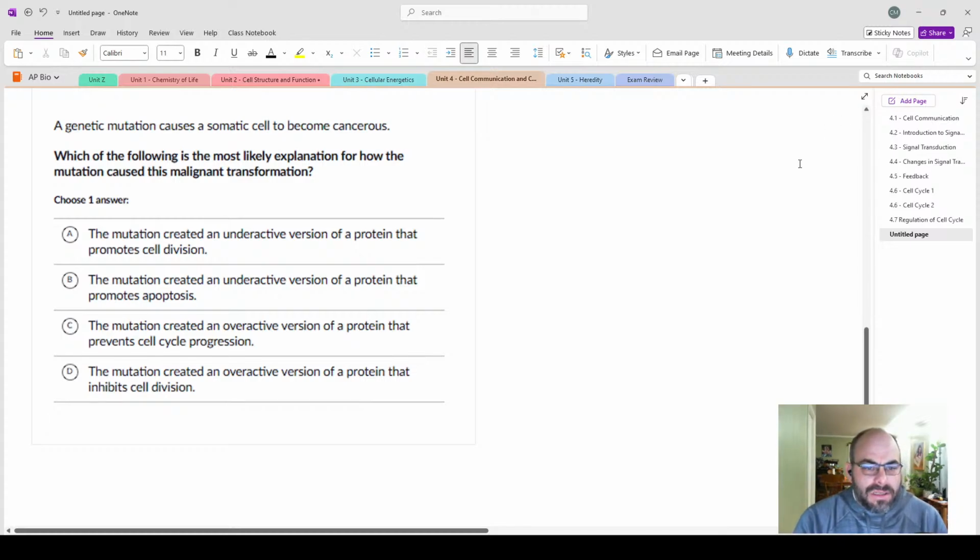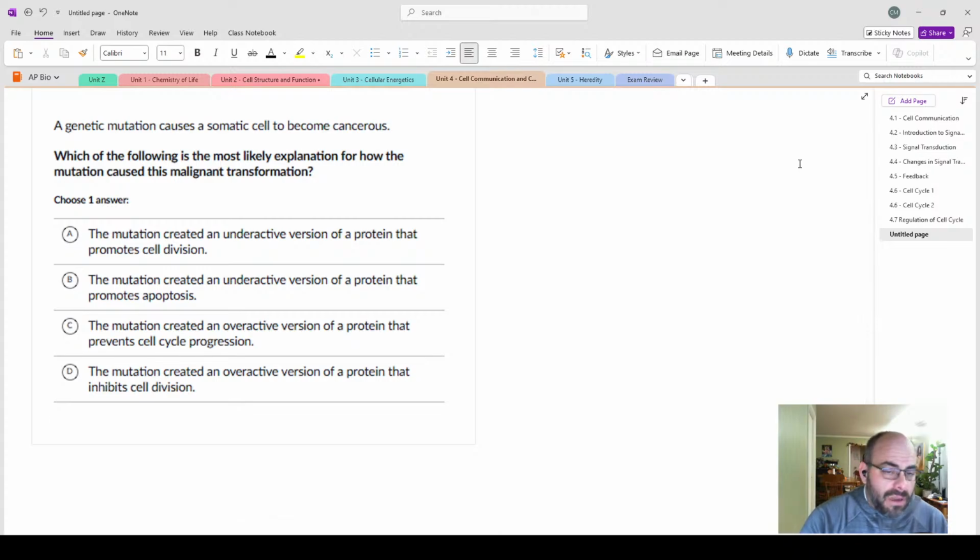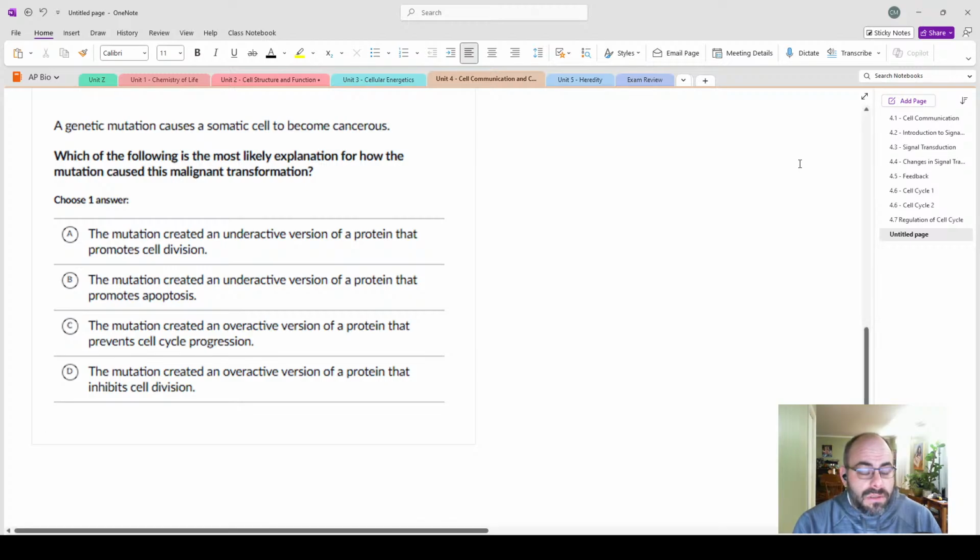Genetic mutation causes a somatic cell to become cancerous. Okay, I think we know the term somatic cell. I don't think it's going to matter, though. We'll see. But I do know that cancer is unregulated cell division. Which of the following is the most likely explanation for how the mutation caused this malignant transformation? What do I know about mutations? I know it causes a change in a protein, which is going to cause a change in a function. Mutation created an underactive version of the protein that promotes... See, look at this language. This is trying to trip you up.